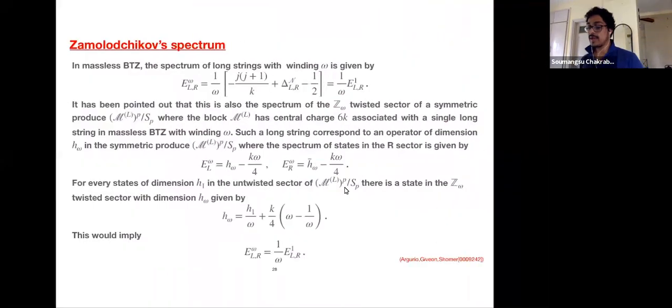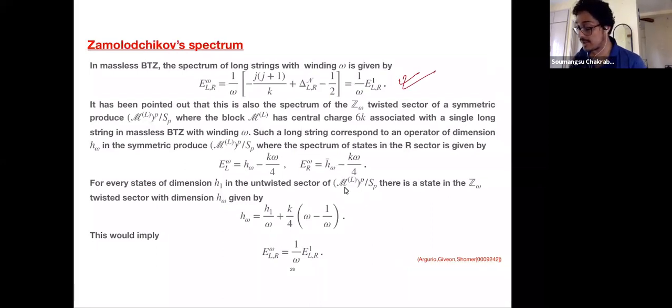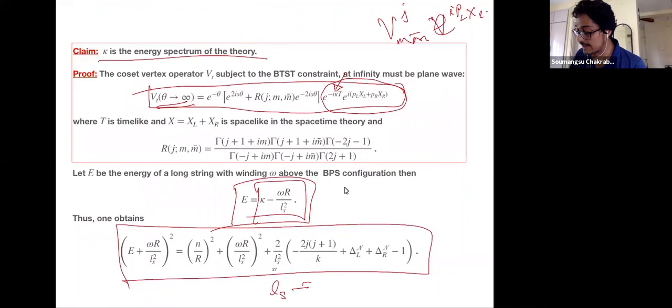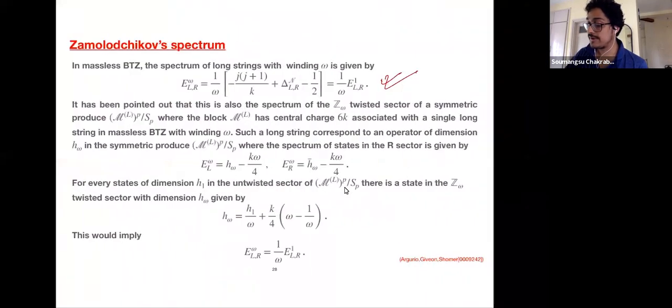What I do is I just go to massless BTZ, no deformation, nothing. In massless BTZ, the long string sector takes this form. You can derive this expression from here as well. You take little ls to 0, and you will end up with exactly this equation.